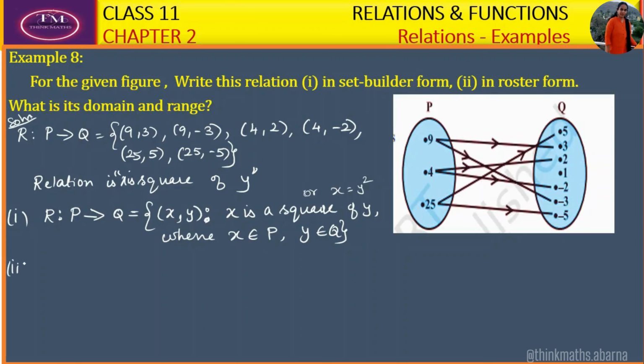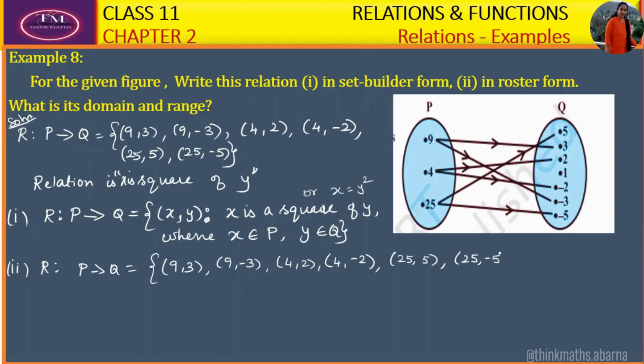Okay, second one. R is a relation from P to Q such that, what is the relation? 9 comma 3, 9 comma minus 3, 4 comma 2, 4 comma minus 2, 25 comma 5, 25 comma minus 5. So this is the roster form. That is, first element should be from P, second element should be from Q, which satisfies the condition x is a square of y.